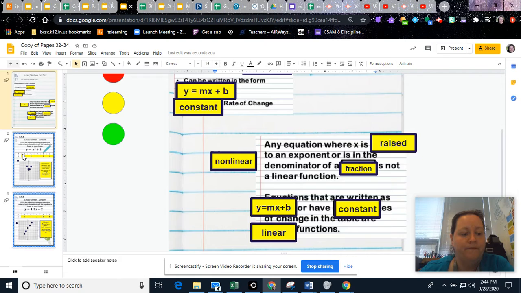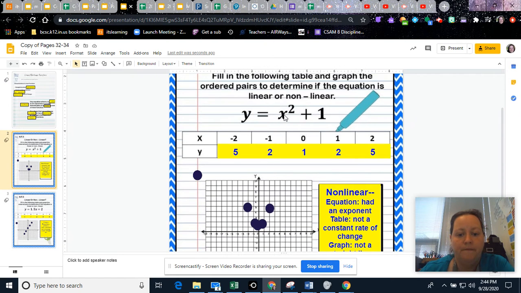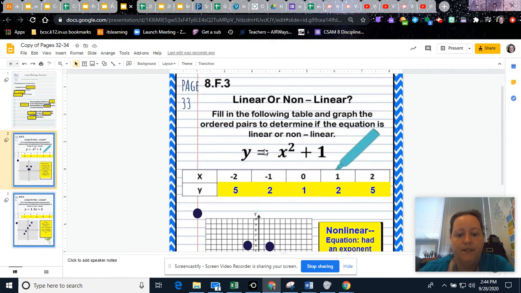Like, use your notes. Okay, so when we look through here, we were going to see if this was linear or nonlinear. So we have x squared. So -2 times -2 is 4, plus 1 is 5. So we'll type in a 5 down there. -1 squared, -1 times -1 is +1. So 1 plus 1 is 2. 0 squared is 0, plus 1 is 1. 1 squared is 1, plus 1 is 2. 2 squared is 4, plus 1 is 5.